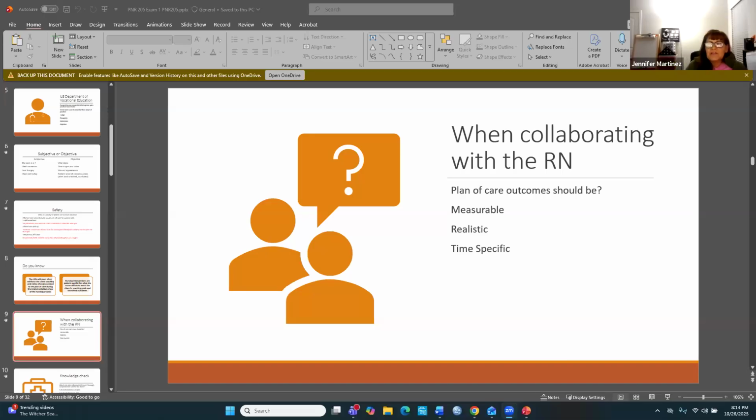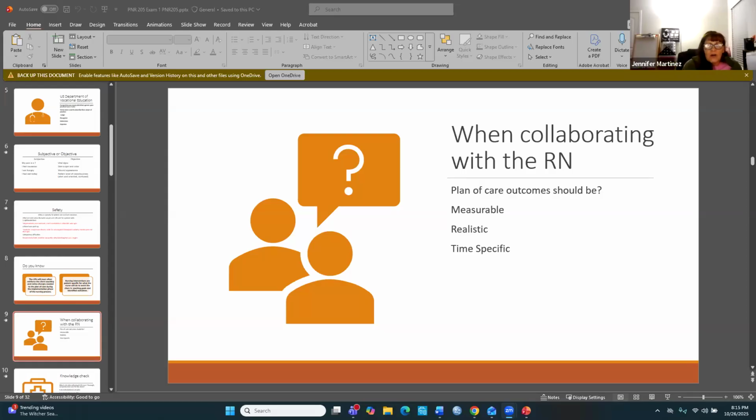So remember, when we look at our goals, goals need to be measurable, they need to be realistic, and they need to be time specific. So measurable and time specific, right? That allows us to determine whether or not a goal has been met.